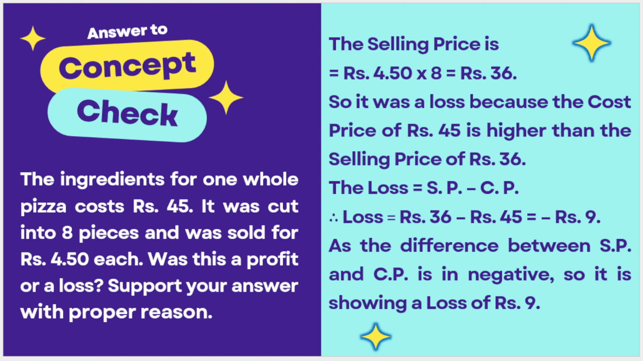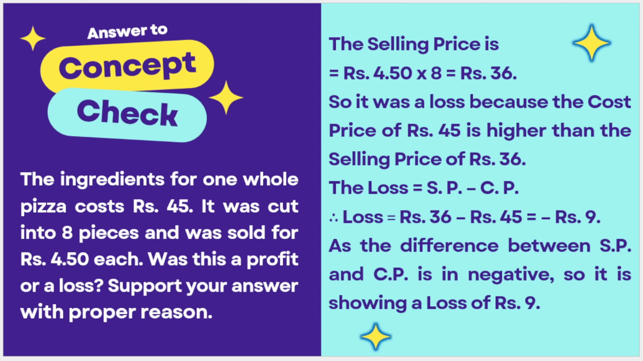Here, the selling price for each piece is rupees 4 and 50 paisa. Therefore, the selling price of the whole pizza will be rupees 4 and 50 paisa multiplied by 8, as there are in total 8 pieces, which comes to rupees 36. Now, as the cost price of one whole pizza is rupees 45, which is higher than the selling price of rupees 36, therefore it is a loss.